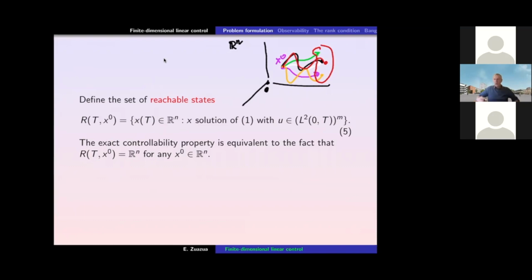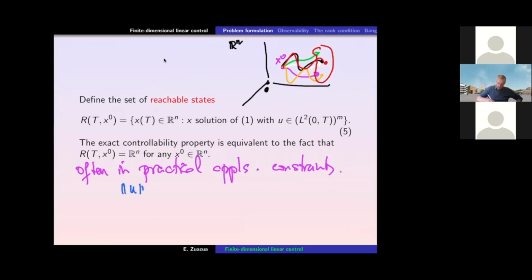Of course, in practical applications, you will often have constraints on the controls. So the constraints are, for instance, that the norm of the control I can afford is limited by some M. And the time is given. Normally we work on a finite time horizon.